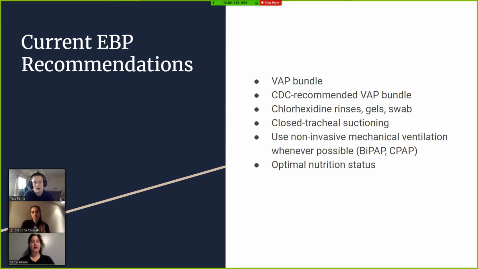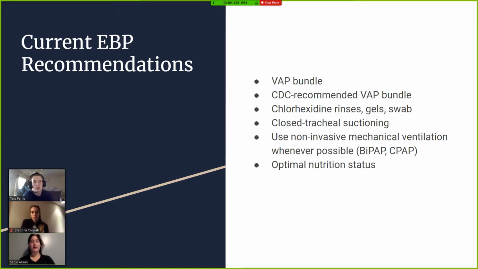The CDC also recommended its own VAP bundle in 2004, and included in that is a more condensed version that would be raising the head of bed 30 to 45 degrees, continuous removal of subglottic secretions, so suctioning, changing the ventilator circuit only when it's visibly soiled or malfunctioning, and then making sure that healthcare workers perform hand hygiene. Both of these bundles were created for VAP prevention.